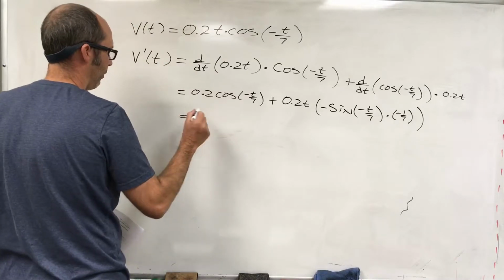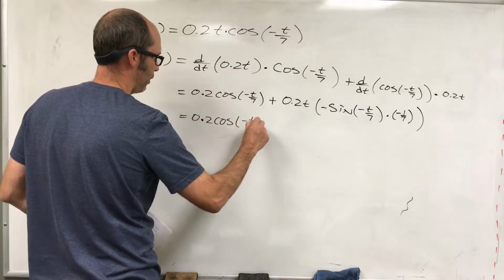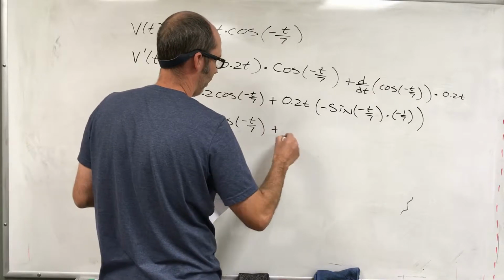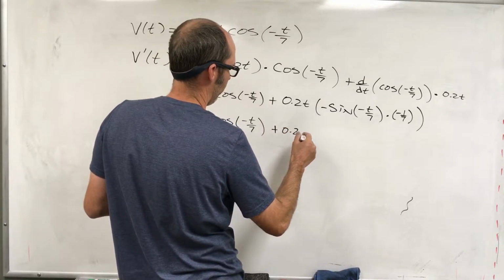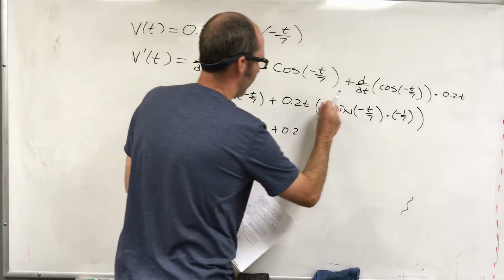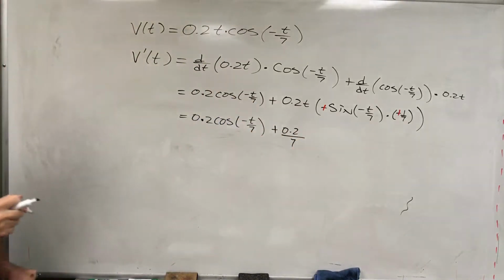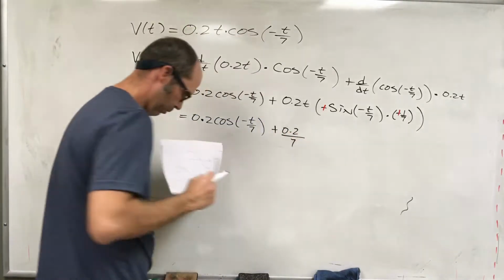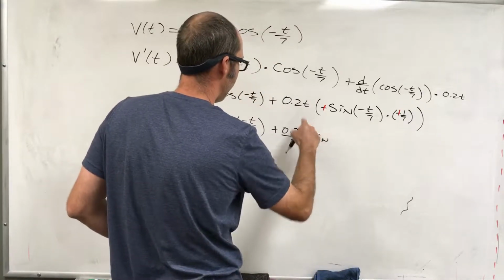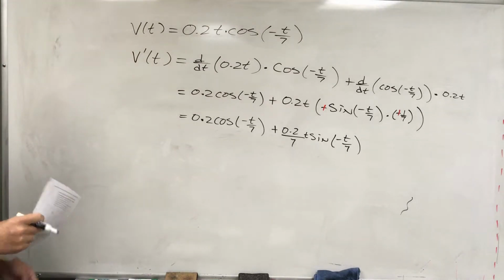All right, so simplifying this a little bit, we get 0.2 cosine of negative t over 7. A negative times a negative is a positive, so we just have positive 0.2. Let's pull the 1/7 out front. And then we have the t there, don't forget that t, sine of negative t over 7. Right, so that's v prime.